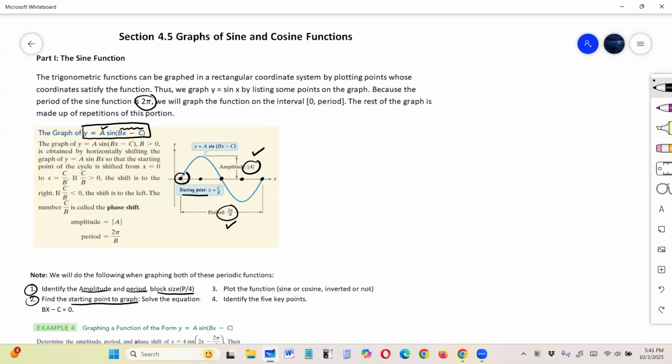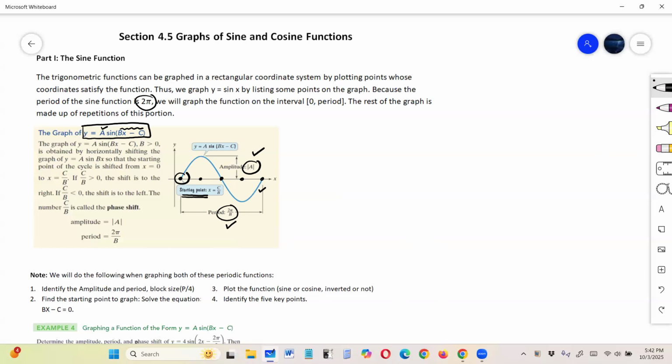Okay, so here your book correctly specifies this as the starting point. Okay, we are going to graph the function. If it is sine, it's going to look like that, and then we'll have to check if the sign is inverted or not, reflected, and I'll tell you what that is. And then we're going to identify and plot the 5 key points. So this is exactly the same procedure for sine and cosine. All of these 4 things right here.